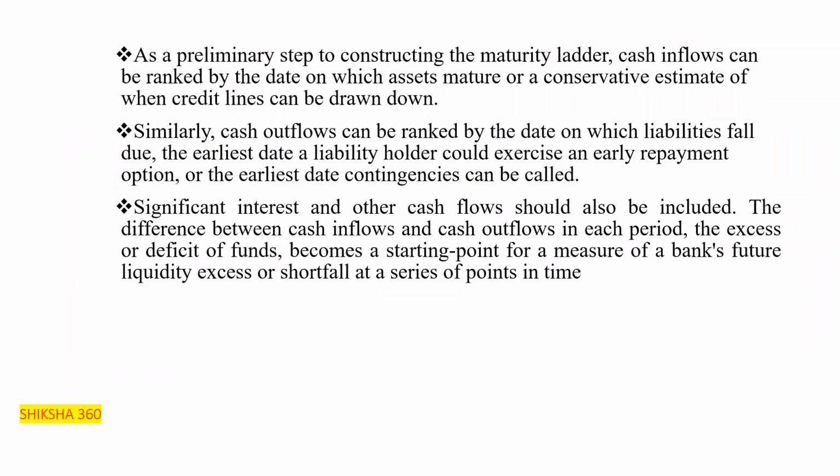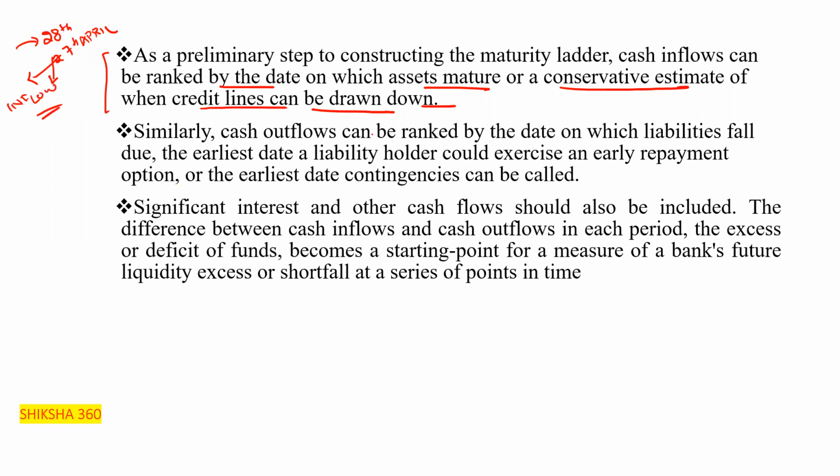As a preliminary step to construct the maturity ladder, cash inflows can be ranked by the date on which the assets mature, or on a conservative estimate, or when the lines of credit can be drawn down. Basically we will know that on 28th of February or 27th of April this asset is going to mature, so we will expect a cash inflow on that date.